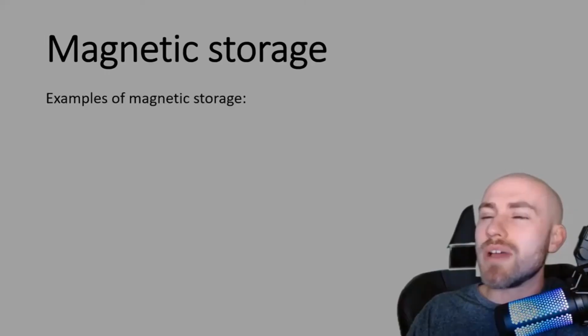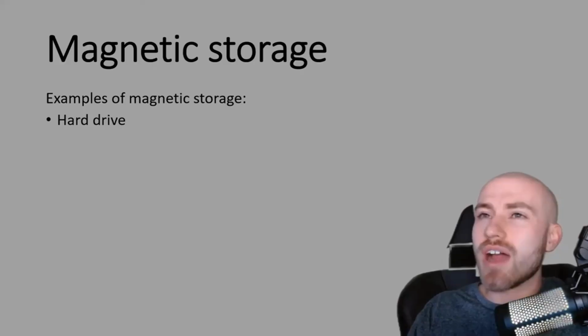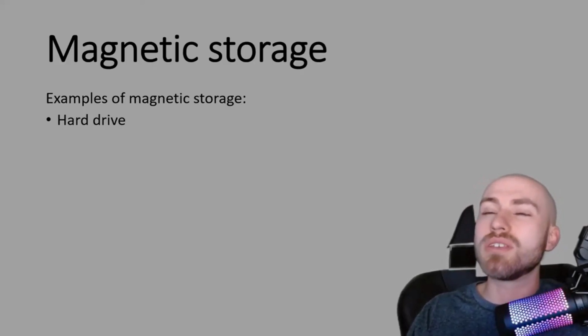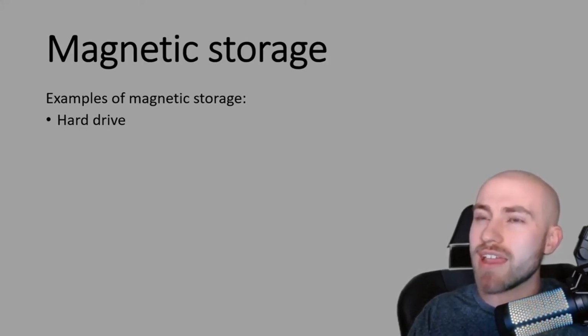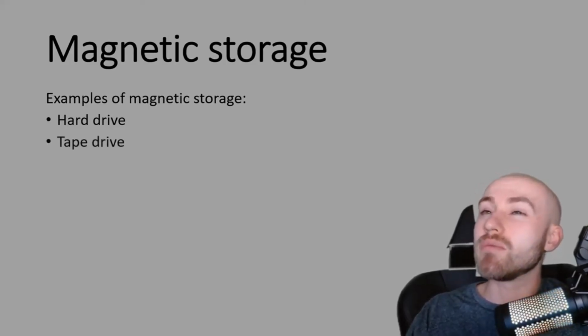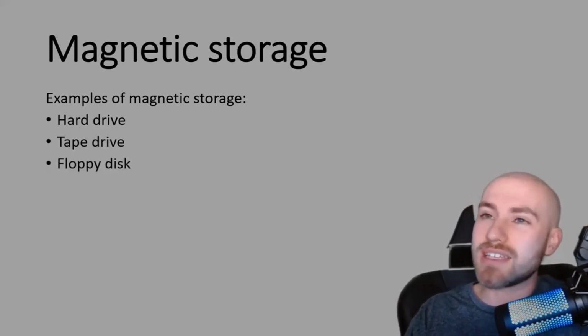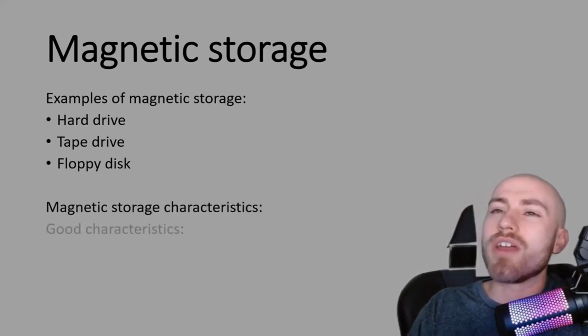Next, we're going to look at magnetic storage. So let's do some examples first. So most common one is the hard drive, which is probably the one that most people have heard of. Most computers do come with a hard drive, and we'll talk about characteristics why in a moment. Not as common, we've got the tape drive, and definitely not as common, we've got the floppy disk. So let's have a look at the characteristics of magnetic storage.